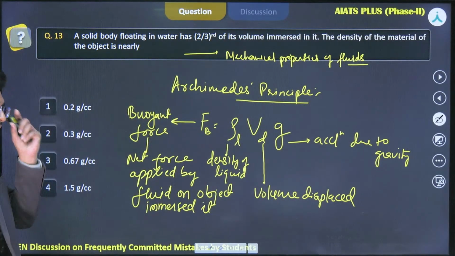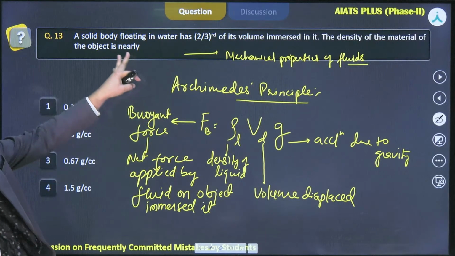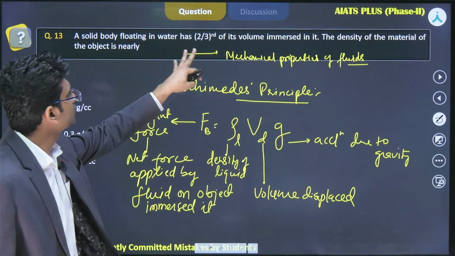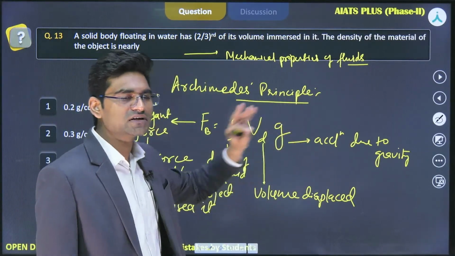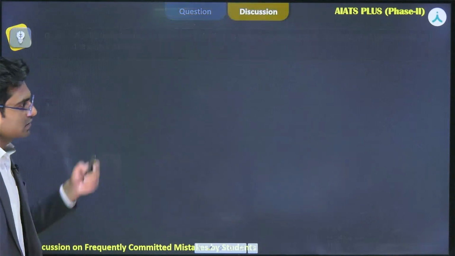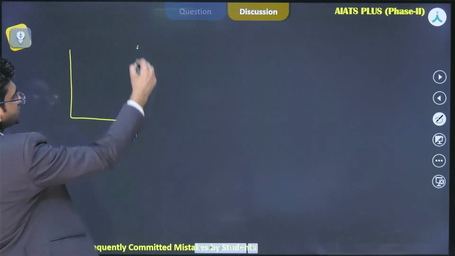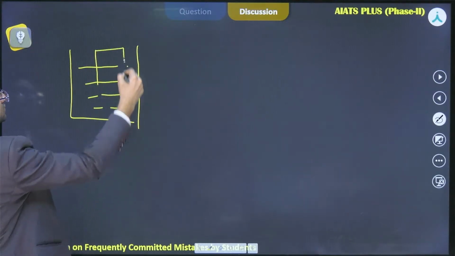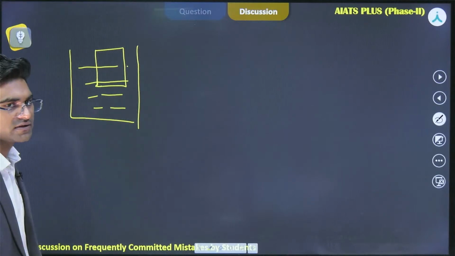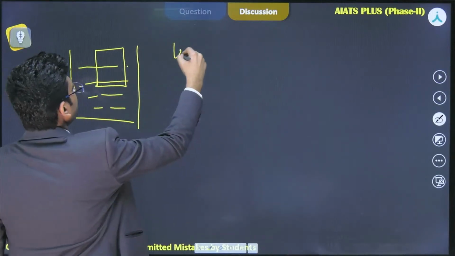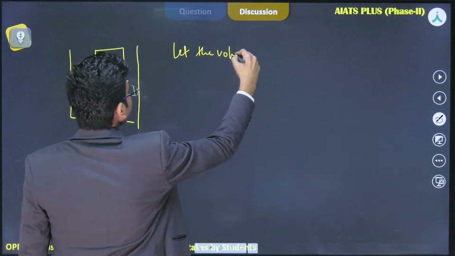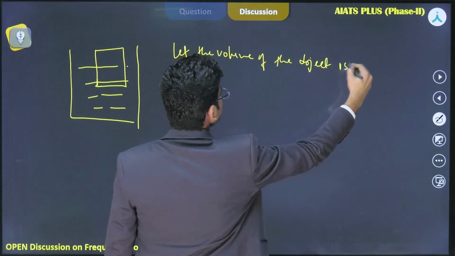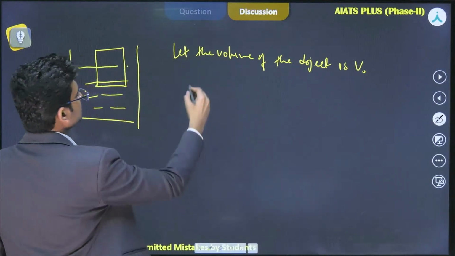Now, I have to use this formula to solve this question. So this is the solid body which is floating in water and which has 2/3 of its volume immersed in it. We have to find the density of the material. Now let's make the figure of this problem. This is the water filled in this container, and this is the object floating in it. Let the volume of the object be V naught, and the density of the object is rho naught.